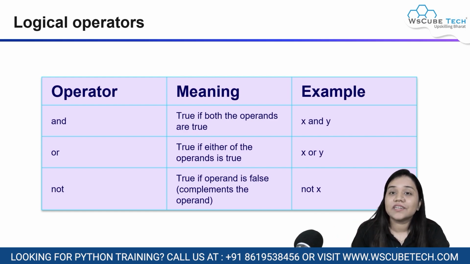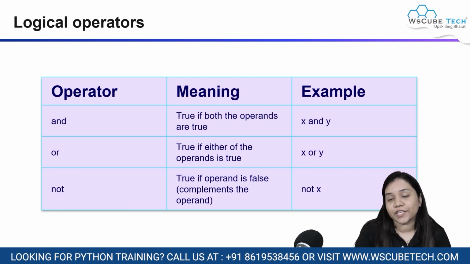Third is NOT. NOT gives us the reverse of the result. So if AND is giving us True and we have used NOT with it, then it will give us False.